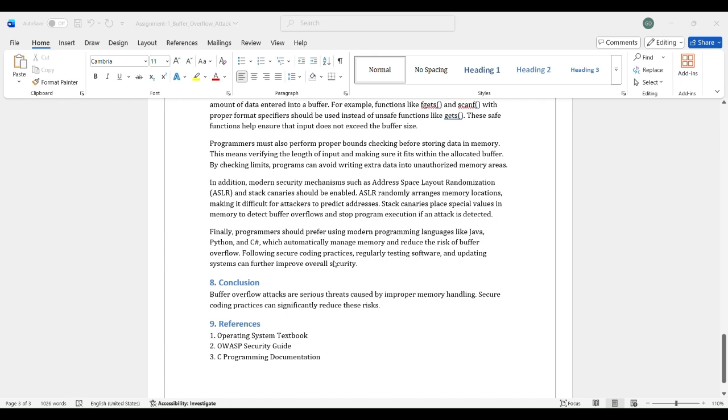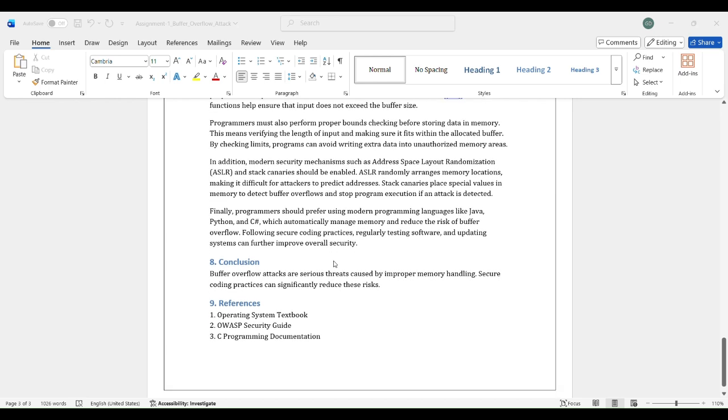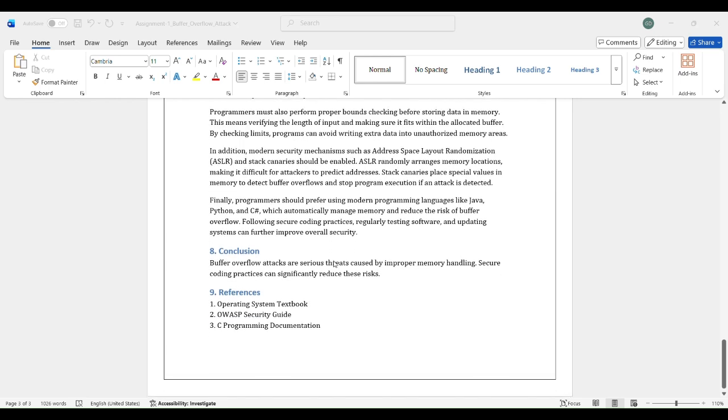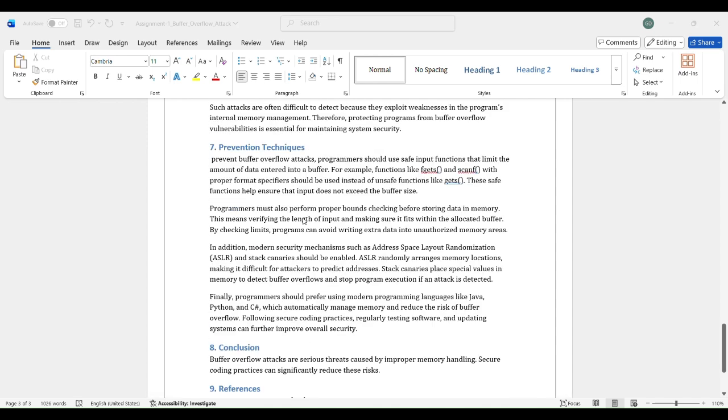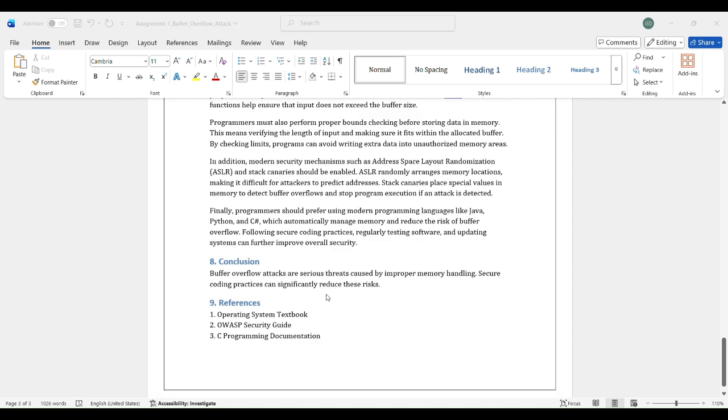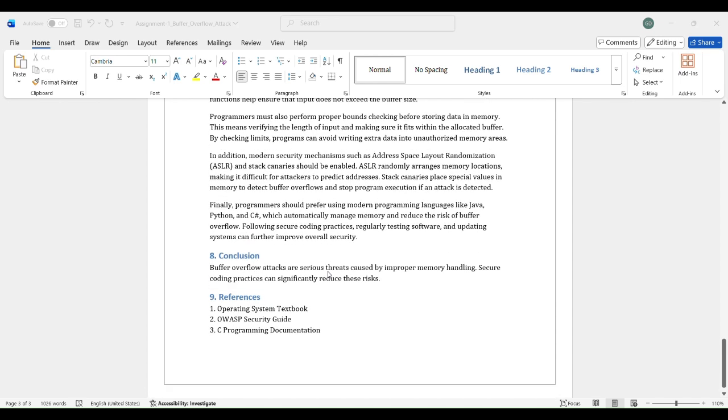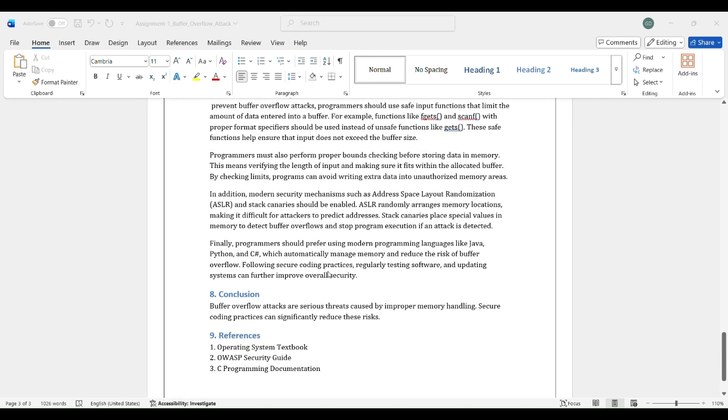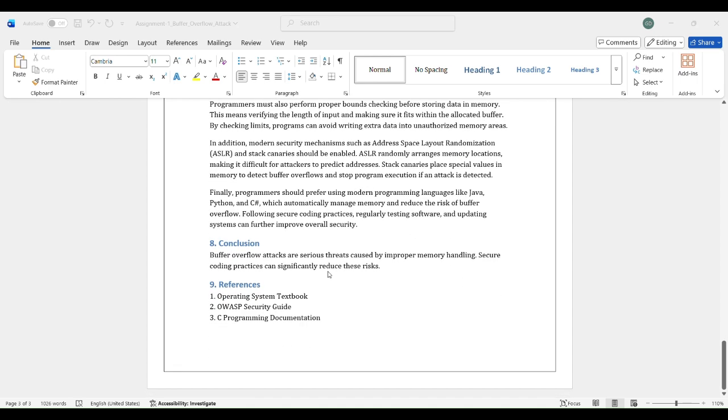7. Prevention techniques. Prevent buffer overflow attacks. Programmers should use safe input functions that limit the amount of data entered into a buffer. For example, functions like fgets and scanf, with proper format specifiers, should be used instead of unsafe functions like gets. These safe functions help ensure that input does not exceed the buffer size.